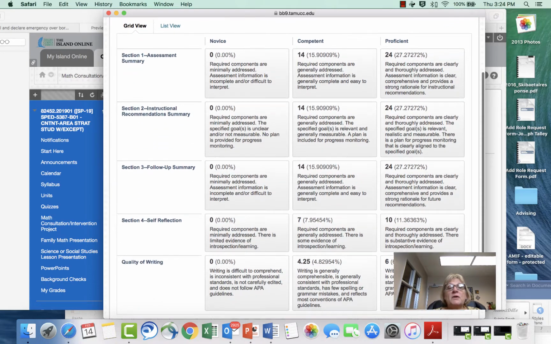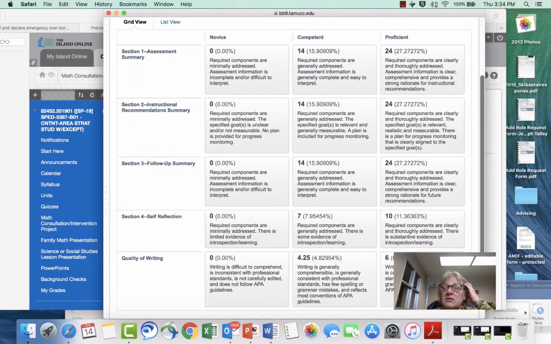You'll notice section 1 is that assessment summary. It talks about, have you addressed all the required components? Is your information clear and comprehensible? Do you provide a strong rationale for whatever instructional recommendations you're getting ready to recommend? So I should have a pretty complete picture in that assessment summary of that child and their performance.